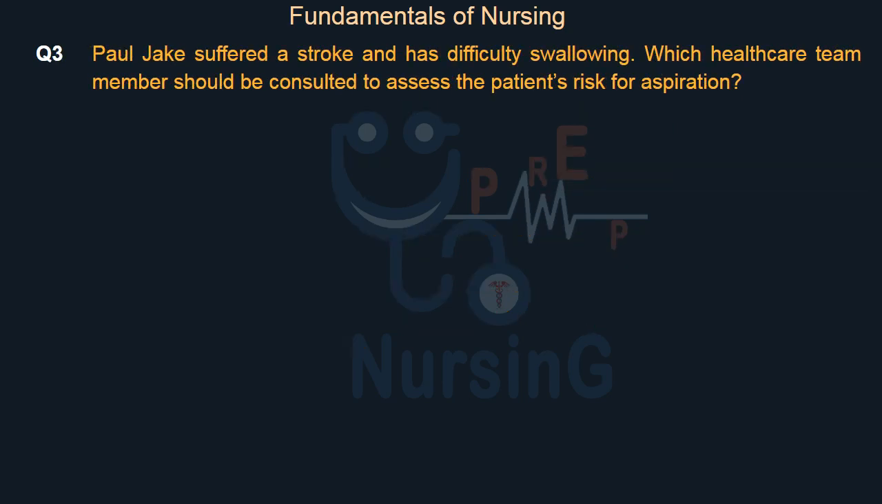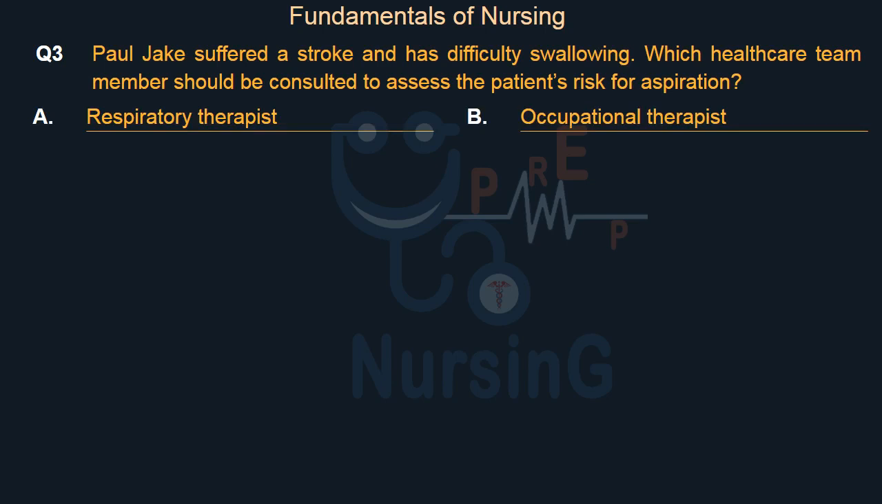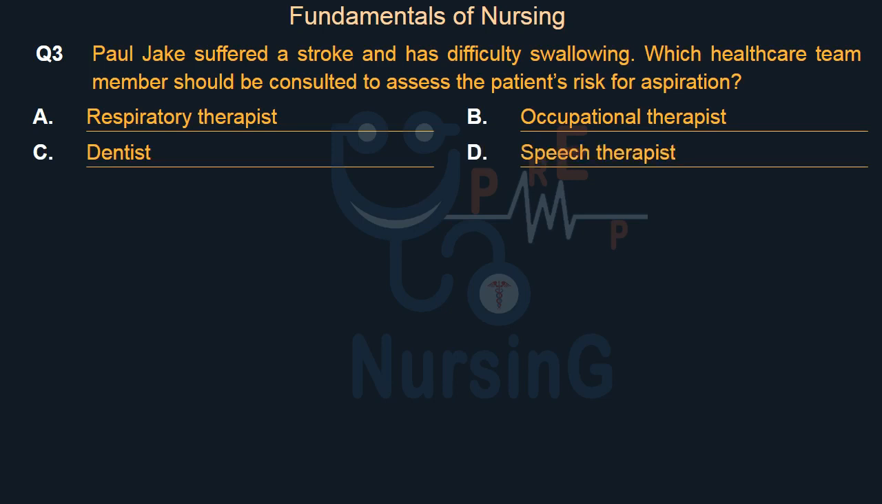Paul Jake suffered a stroke and has difficulty swallowing. Which healthcare team member should be consulted to assess the patient's risk for aspiration? Option A. Respiratory therapist. Option B. Occupational therapist. Option C. Dentist. Option D. Speech therapist. Right answer is Option D.